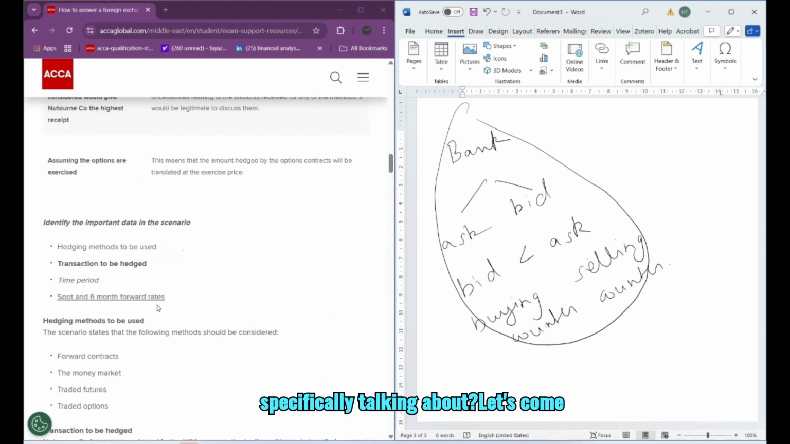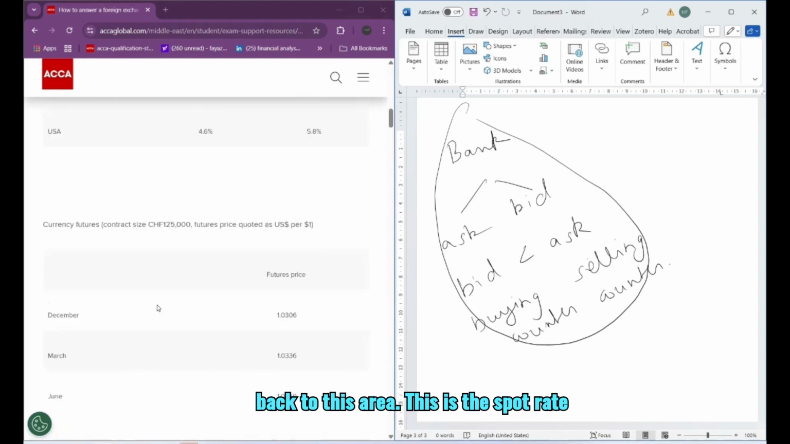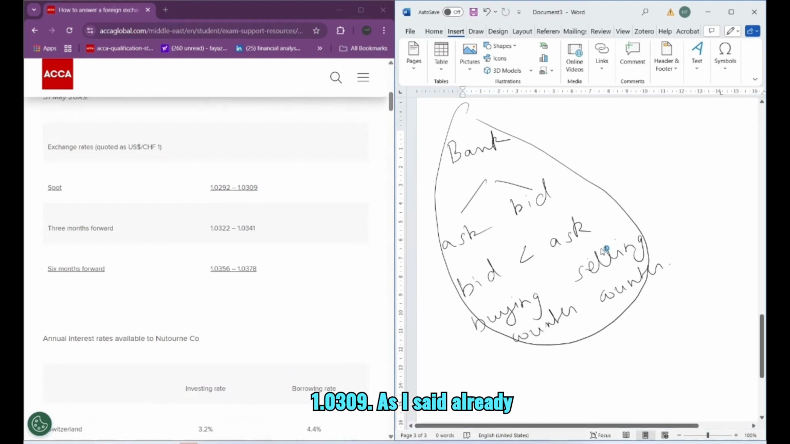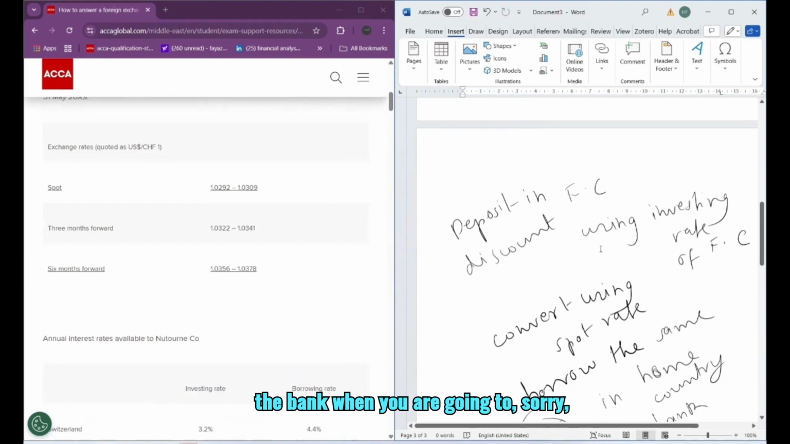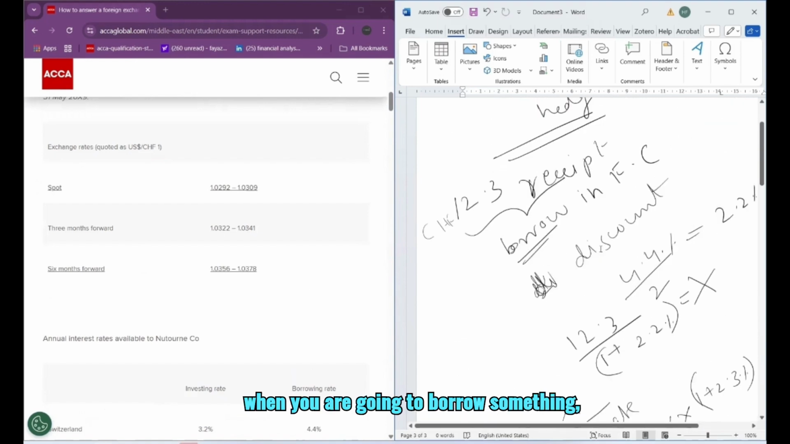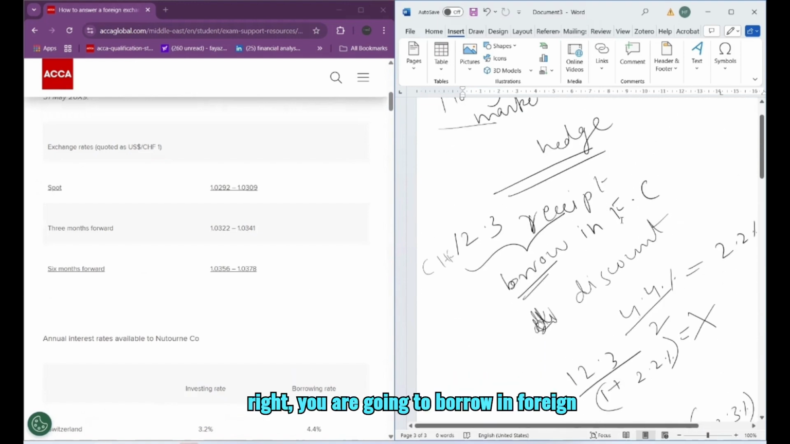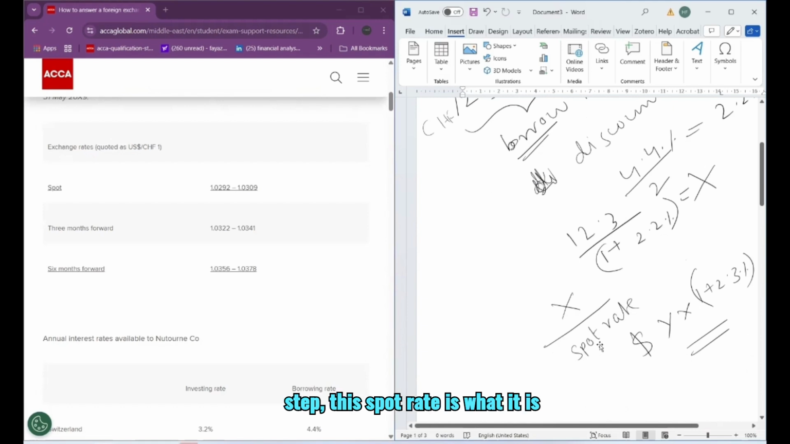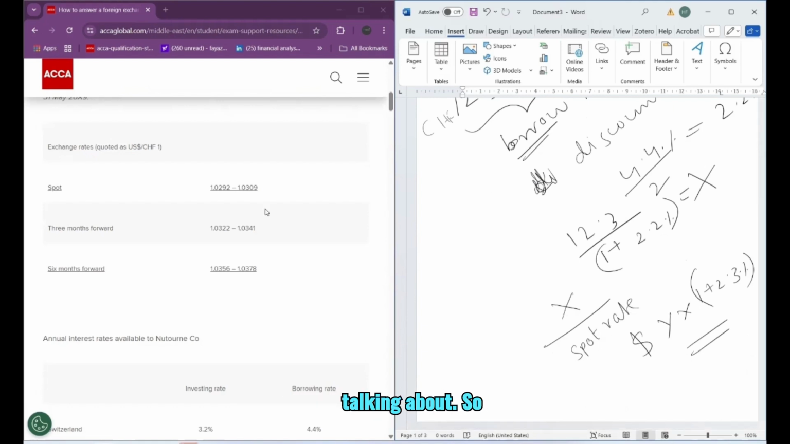So which rate is it specifically talking about? Let's come back to this area. This is the spot rate given to us, right? 1.0292 and 1.0309. As I said already, when you're going to borrow in foreign currency, you're going to discount it, and then you're going to convert it using the spot rate. If you remember this step, this spot rate is what it is talking about. So 1.0292 and 1.0309, we have to make a choice.